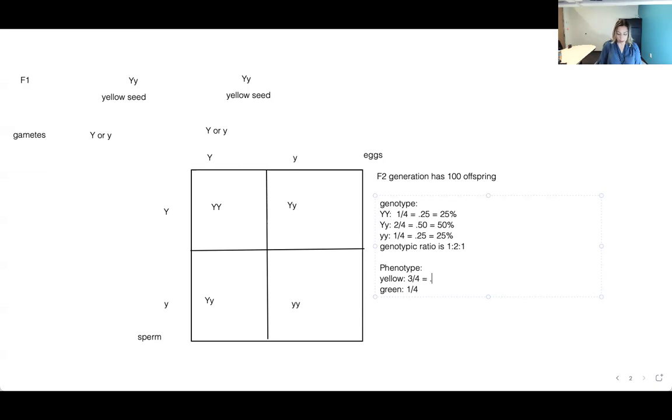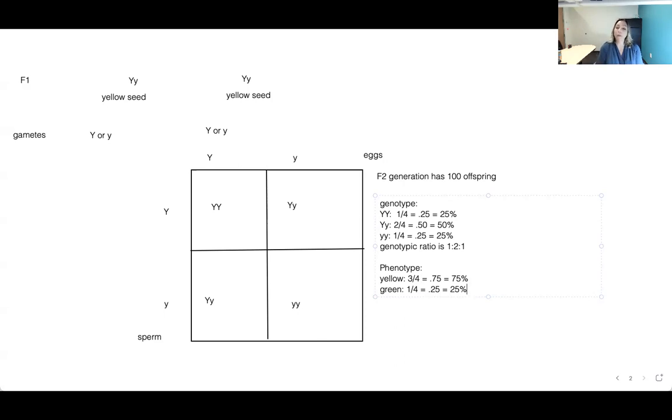So 75% of the offspring should be yellow, and 25% of the offspring would be green.